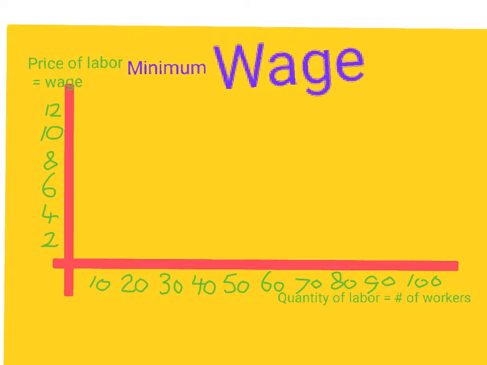And on the horizontal axis, we're going to talk about the quantity. And instead of quantity of products, quantity of blueberries, we're going to talk about quantity of labor. So in other words, the number of workers that is going to be hired by businesses.